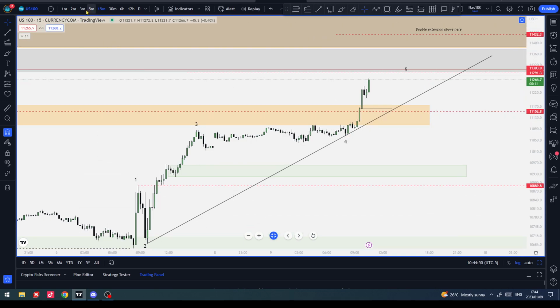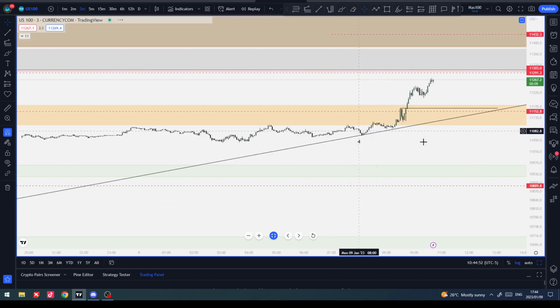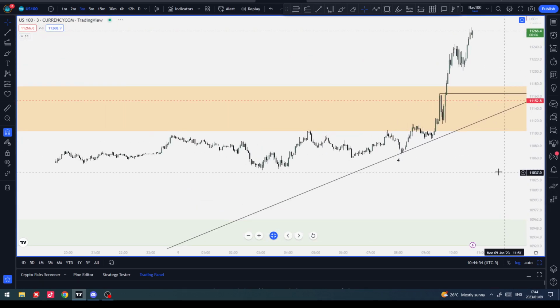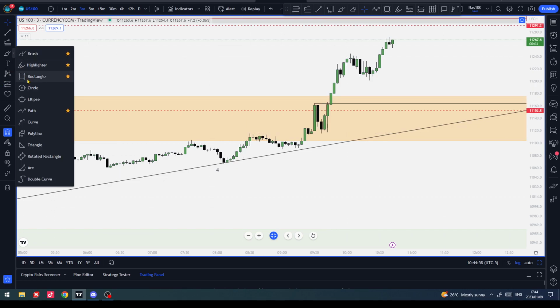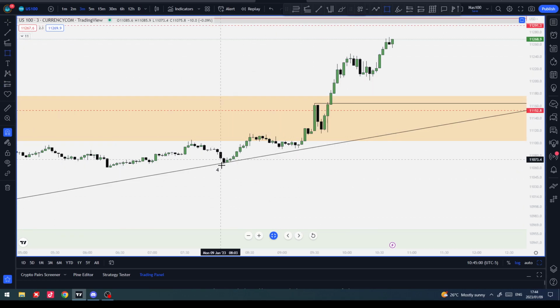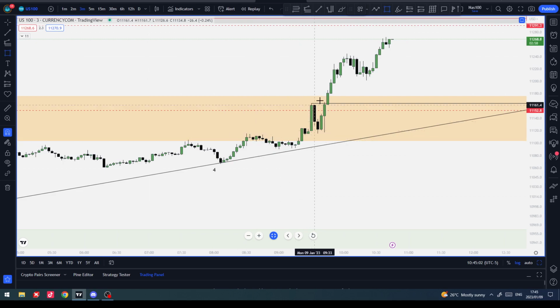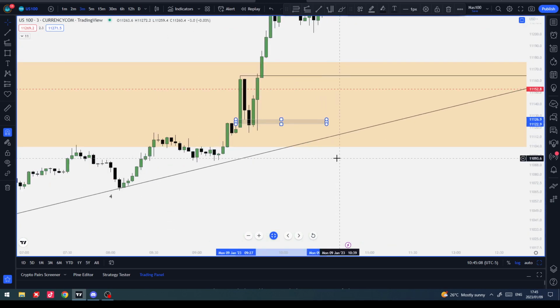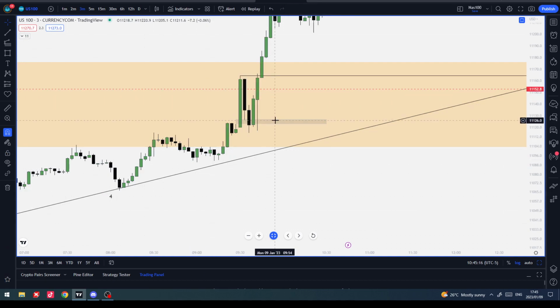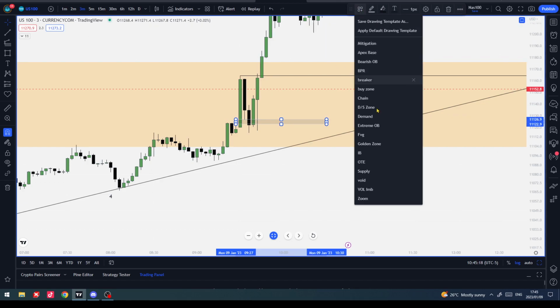Let me show you where I entered and why. So I entered in here. Basically what happened is this, we treated this as the wave 4, price came up here, and I looked at this as being fair value for buying. That little FVG there, if you go down on a 1 minute, you'll find that there, this little FVG here as fair value for buying. Let me get rid of this.